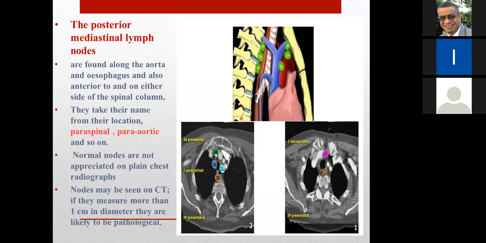This one is the pre-vascular, in front of the vessels, and these two lymph nodes are the right and left paratracheal lymph nodes, and this is the pre-vertebral lymph node.